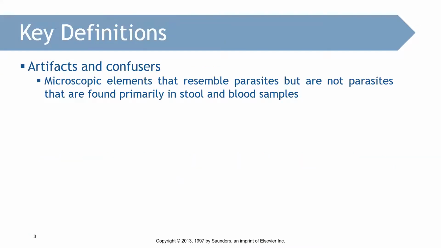When we say artifacts or confusers, that is a microscopic element that resembles a parasite, but is not a parasite. They are found in stool or even in blood samples.